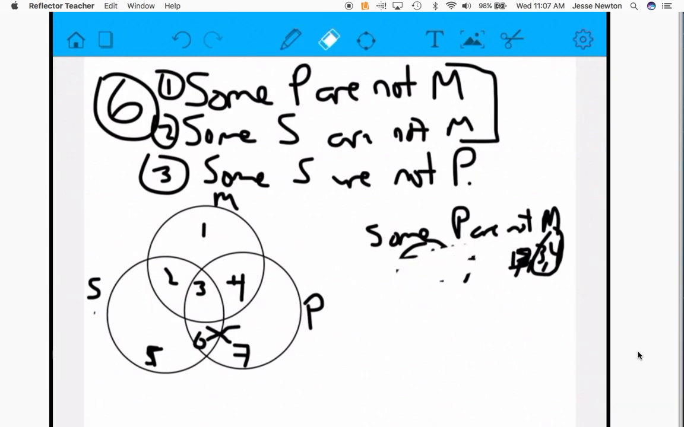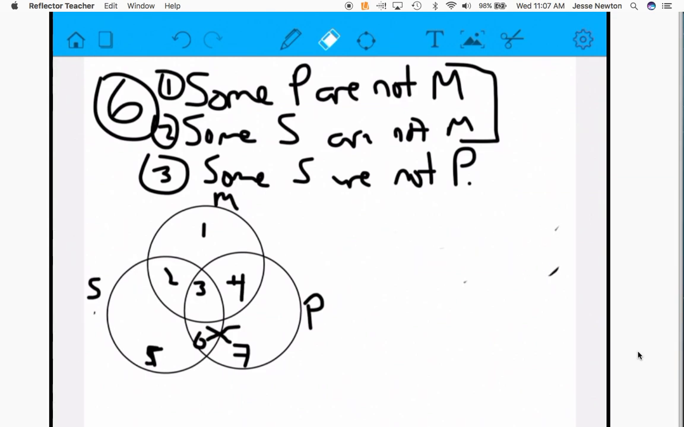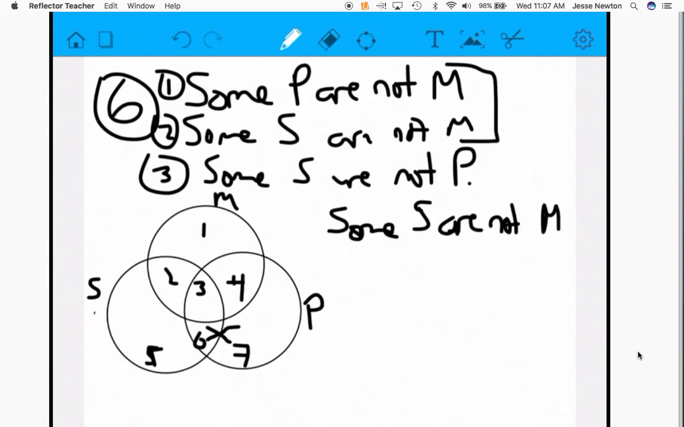Now we come to premise number 2. And what we do here is we say some S are not M. And we look at the region of S. And S is going to be 2, 3, 5, and 6, 2, 3, 5, and 6 right there.